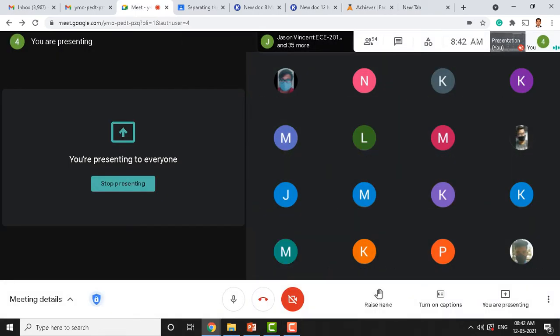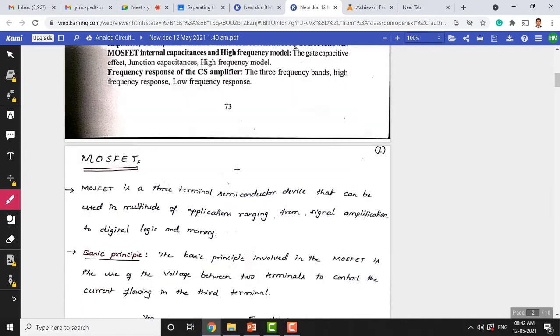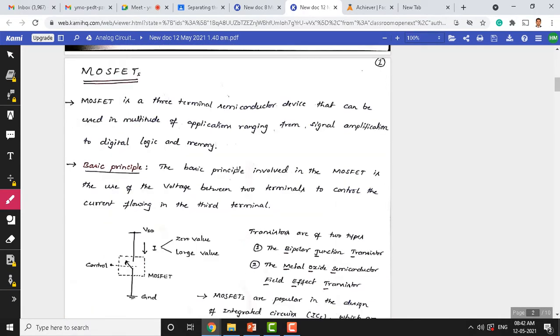Alright, let me move on to the MOSFET fundamentals. Look here, everybody is aware of what a MOSFET is. MOSFET stands for metal oxide semiconductor field effect transistor. As you can see here, this can be separated into two segments. One is MOS, the other is FET. Just to show it in a different color. So these are the two keywords which you can see here.